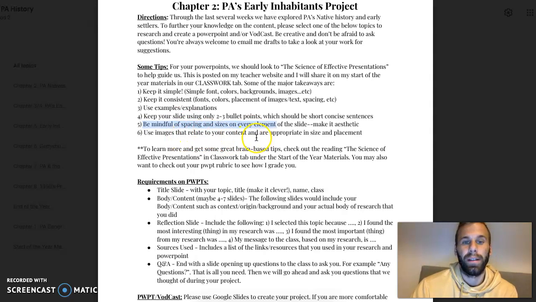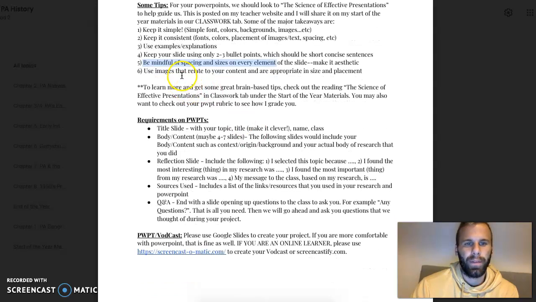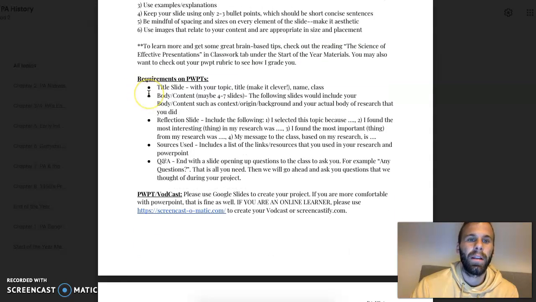Use images that are actually related to your content. But it's okay with funny ones here and there. A lot of you are very creative and you put goofy stuff, and you know what? It's actually funny. I find myself laughing at it. So that's all right too.